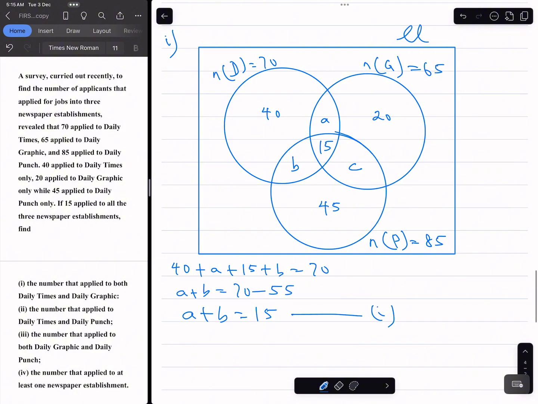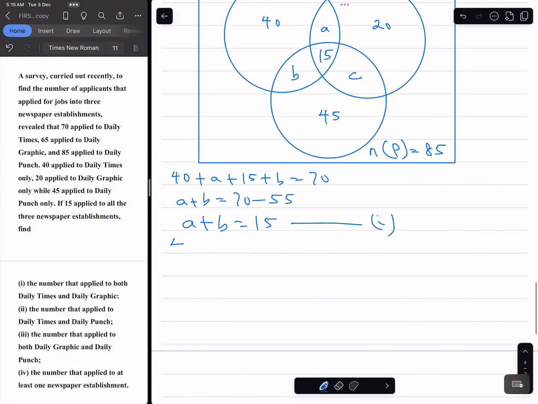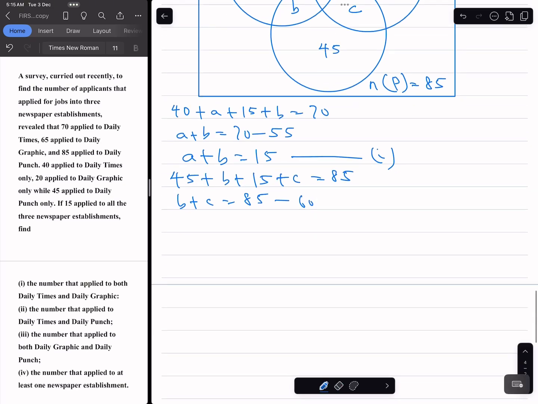Now, the whole of this is 85. So that means 45 plus B plus 15 plus C is equal to 85, which means B plus C equals 85. 45 plus 15 is 60. 85 minus 60, and that means B plus C equals 25. Let's call that equation 2.